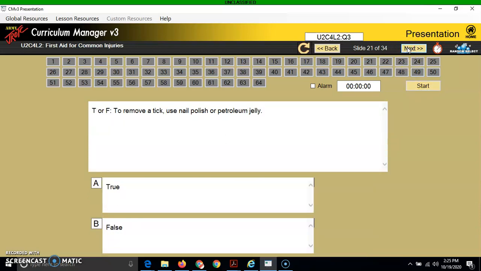True or false, to remove a tick, use nail polish or petroleum jelly. This is very common, people say that. I've heard it many times. But it's actually false. You do not want to do that. You want to remove it, get pliers, get close to the skin at the head, and try to firmly remove it without losing the head.